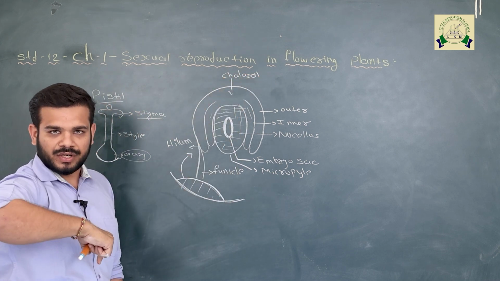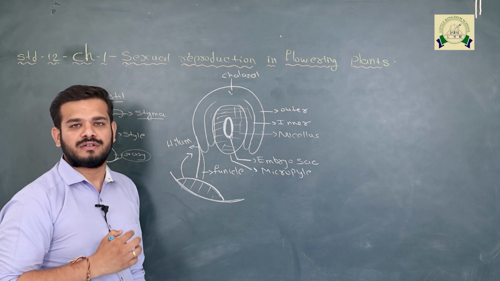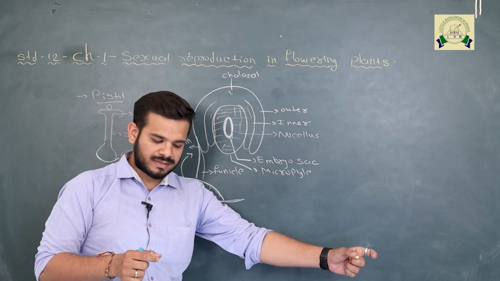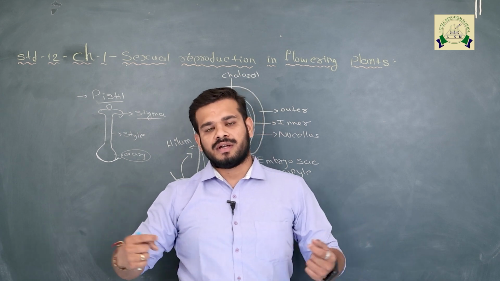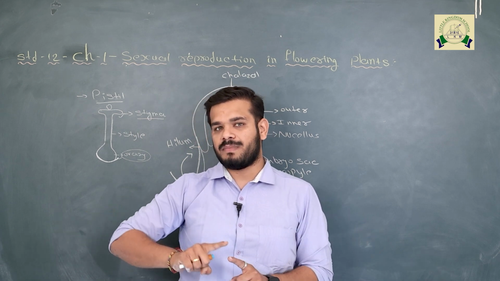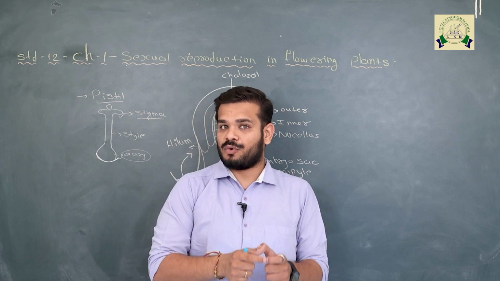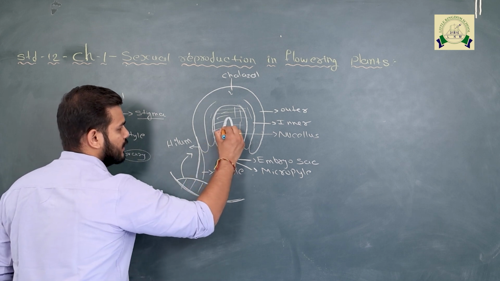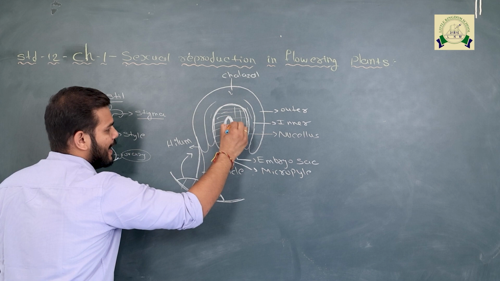So in today's video we are going to start the topic called megasporogenesis. It is very similar to microsporogenesis. What happened in microsporogenesis? Microspores were produced. And what happens in megasporogenesis? Megaspores are produced. Clear? So we are going to discuss megasporogenesis, but for that you need to remember this portion of the nucellus and embryo sac.